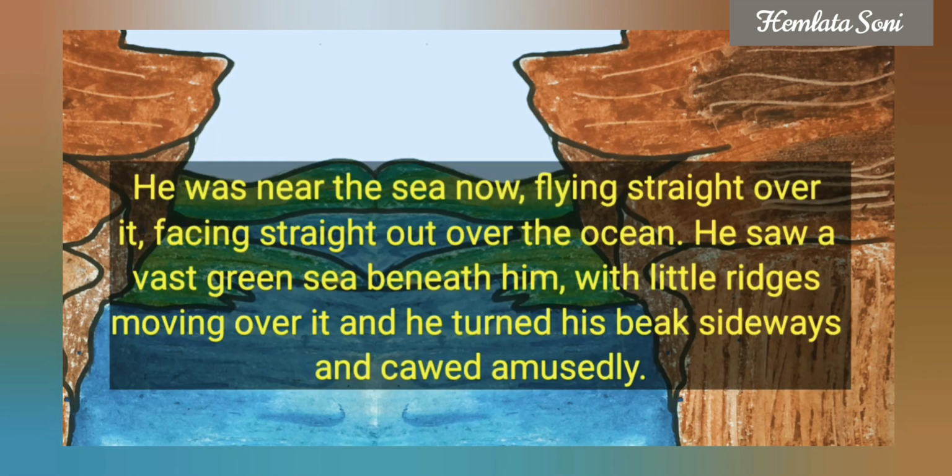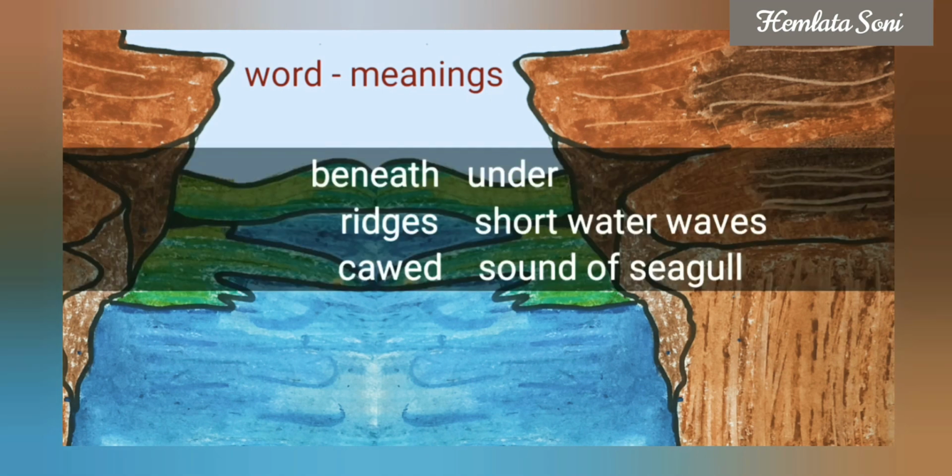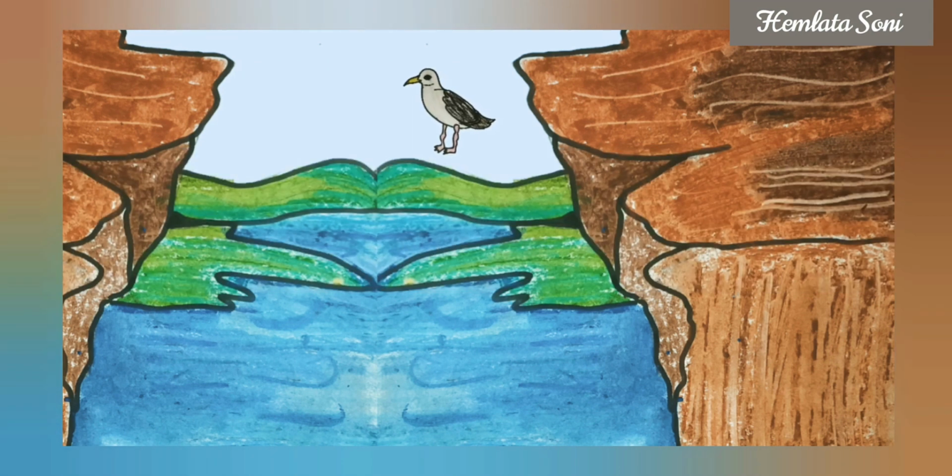He was near the sea now, flying straight over it. Facing straight out over the ocean, he saw a vast green sea beneath him with little ridges moving over it, and he turned his beak sideways and cawed amusedly. Word meanings: beneath, under; ridges, short waves of water; cawed, here it is used for the sound of the bird. So now he was flying straight over the sea, and he could see the green sea under him, and he could see the short waves of the water, and he was moving its beak sideways, and he was producing sound, and he was very happy.